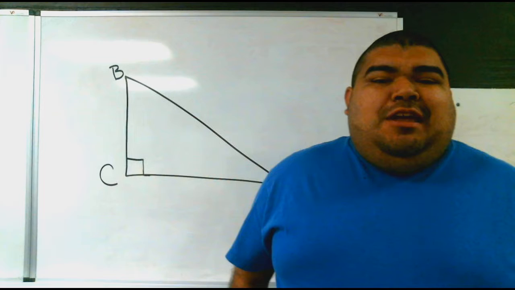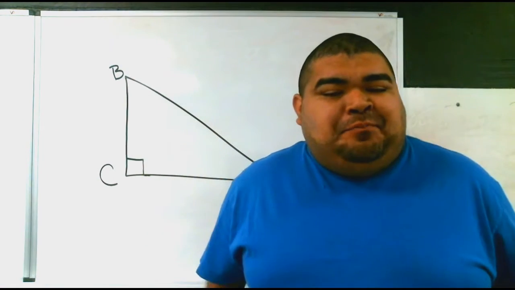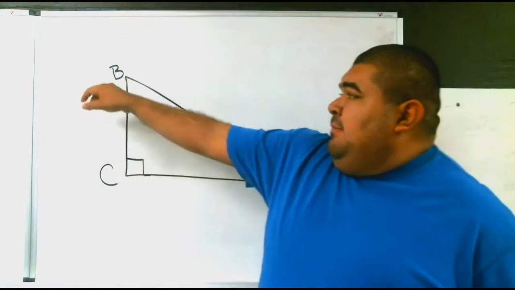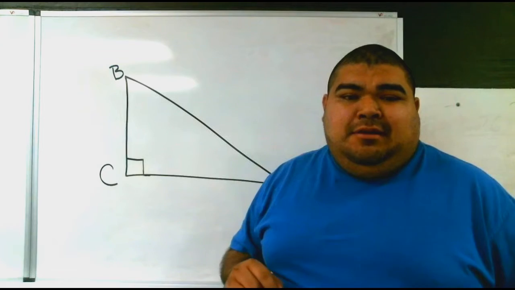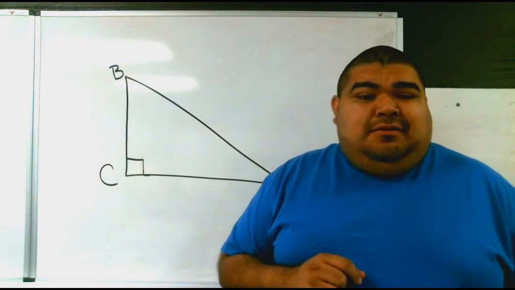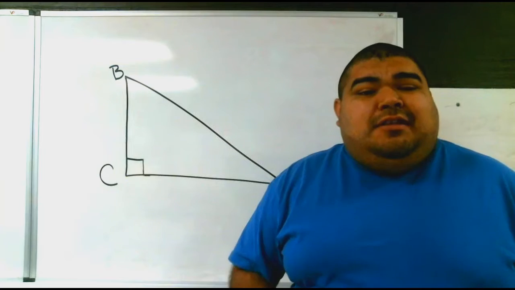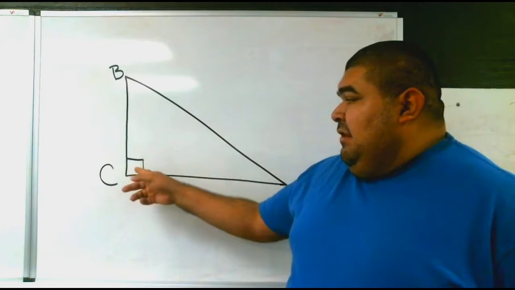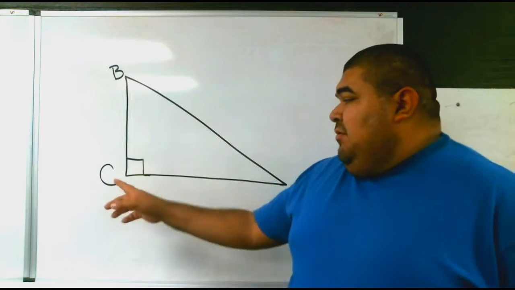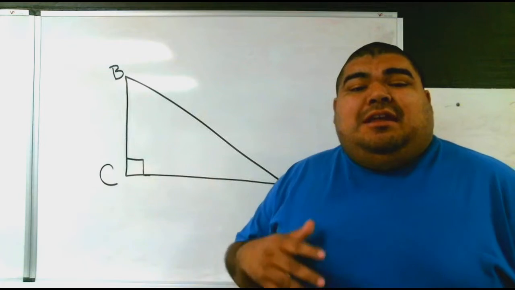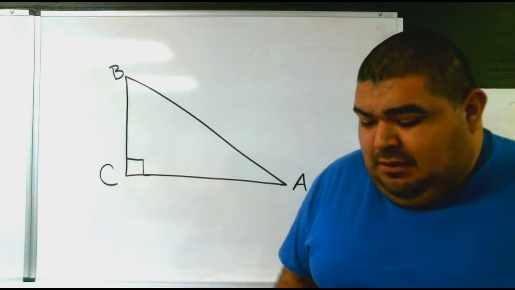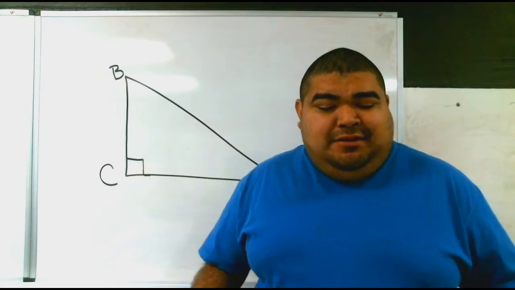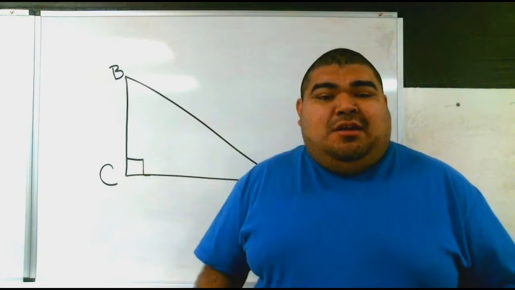Today, we're going to learn a little more in depth about triangles. Notice that I have a triangle on the board that is labeled A, B, and C. Also, notice that we have a little square here. That tells us that it is a right triangle because the little square tells us this angle C equals 90 degrees.